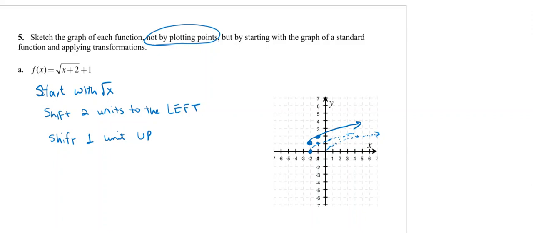Now I'm just doing a rough sketch there. I'll get rid of my original, whoops, didn't mean to erase that. So let's see, 2 units to the left and 1 unit up. Everything moved 2 units to the left and 1 unit up. So this is the graph of square root of x plus 2 plus 1.